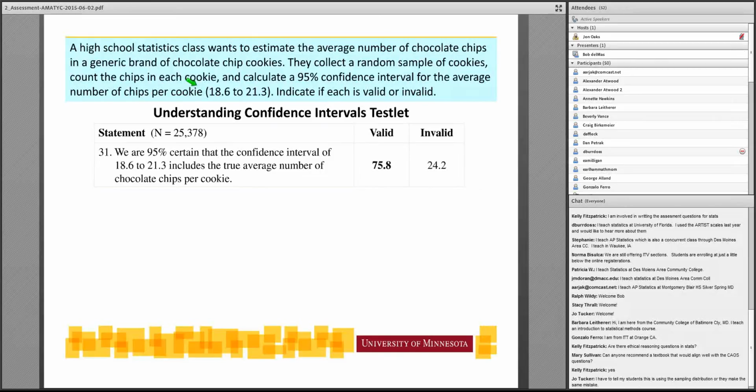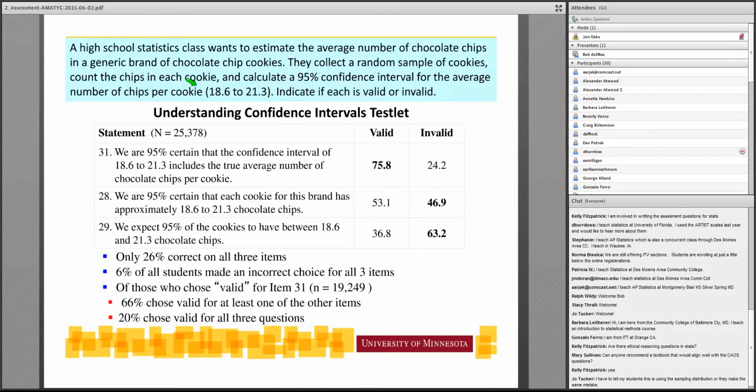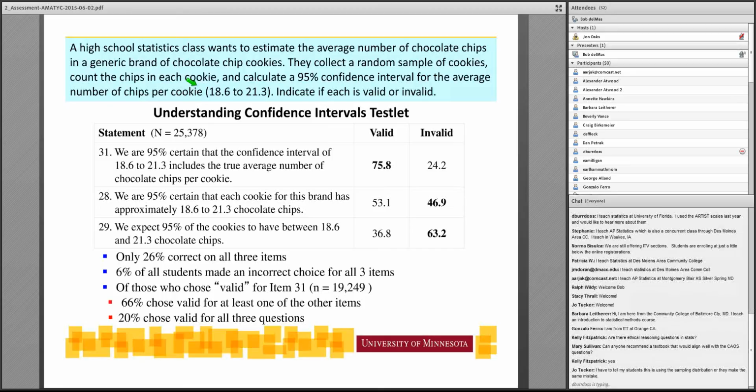When you look at that, a vast majority, 76% of the students, are choosing that. But when we go look at the invalid ones, again, we see a large number going for this number 28 and a noticeable number going for number 29. And again, we get similar information. Only 26% were actually correct across all three. 6% of the students made an incorrect choice on all three items. Of those who chose valid for this correct definition, 66% chose valid for at least one of the other interpretations. 20% chose valid for all three. Again, much more information that we can get.